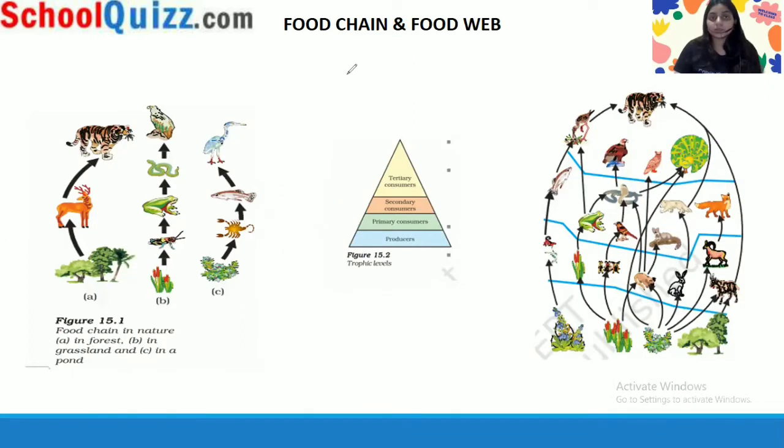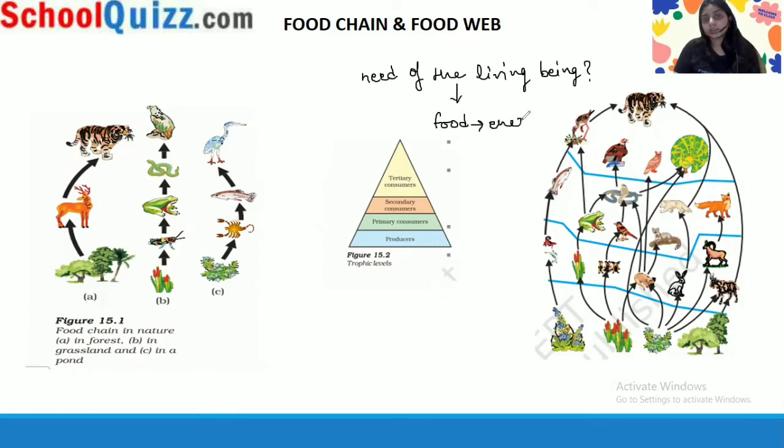Okay, so before proceeding further, just tell me, what is the need of a living being? Yes, that is food. So from food we get energy to do our work and to survive in the environment.